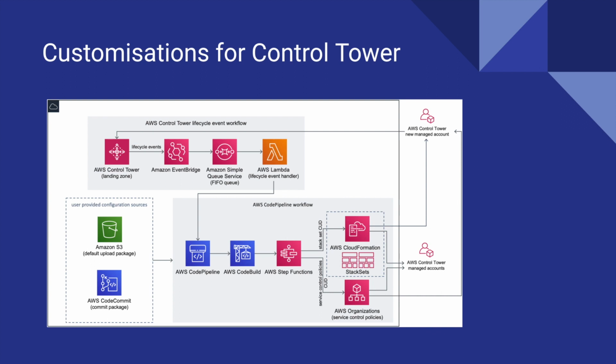Commits into that CodeCommit then trigger AWS CodePipeline and AWS CodeBuild, which then build out and automatically apply the policies or CloudFormation templates to the OUs or accounts that you specify. It also hooks into the AWS Control Tower lifecycle event workflow. If a new account gets deployed into an OU that has customizations over it, that can automatically trigger the lifecycle, which will then trigger the CodePipeline to deploy the customizations into that new account as well.